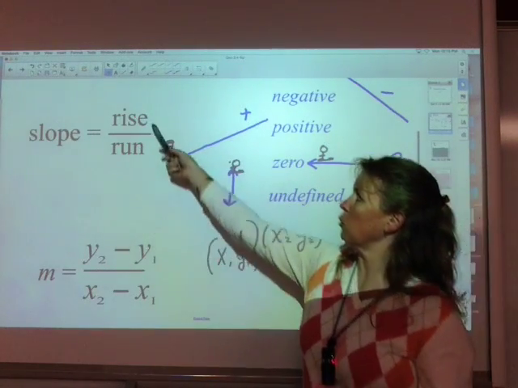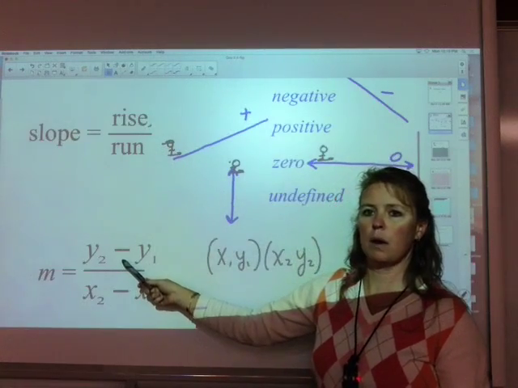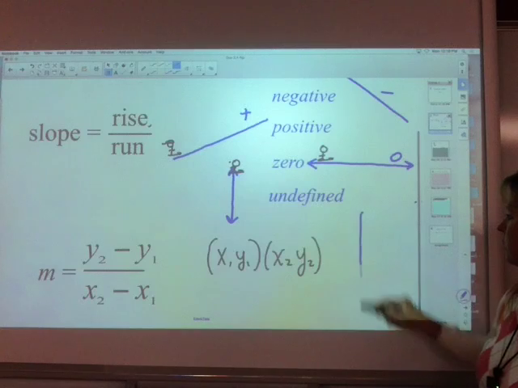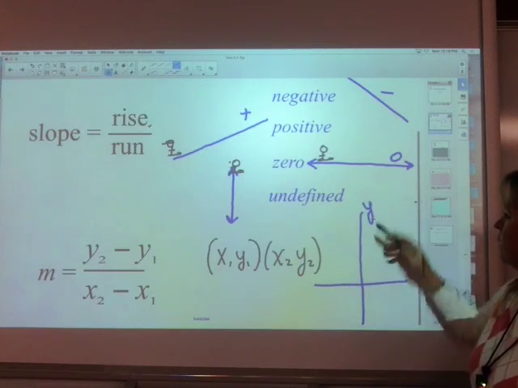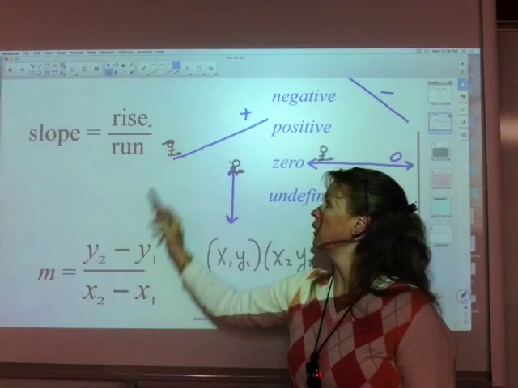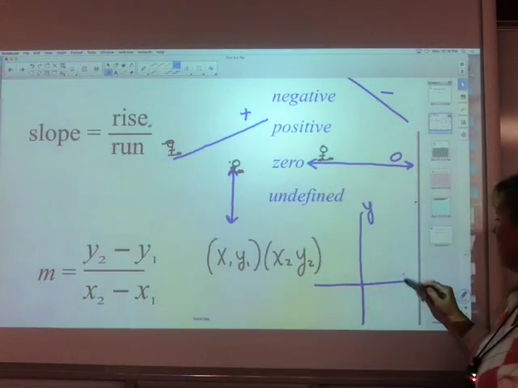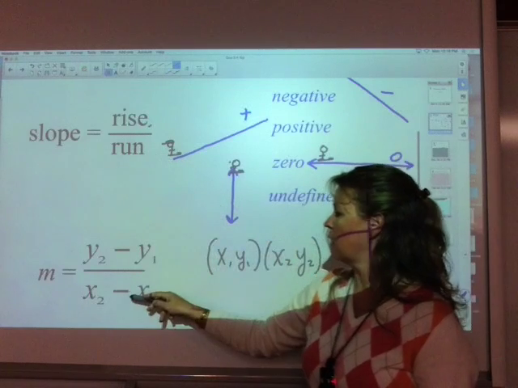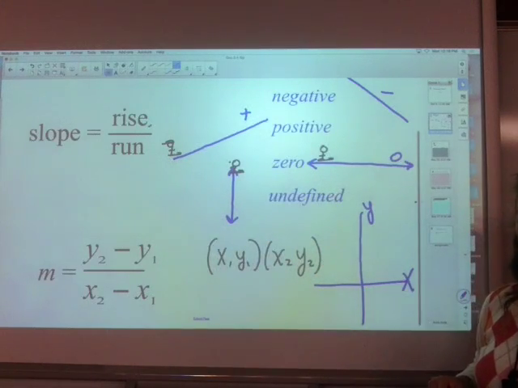Notice how those match. Rise matches with y's. The run is the x's. If you're looking at those on a graph, here's your y's. Your y's are rising and falling. That's why they're in the numerator. Your run is your x's. You're running across the graph. That's your denominator. So these are all completely related to one another.